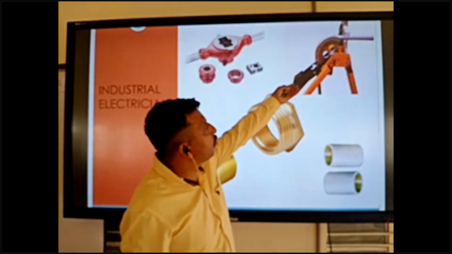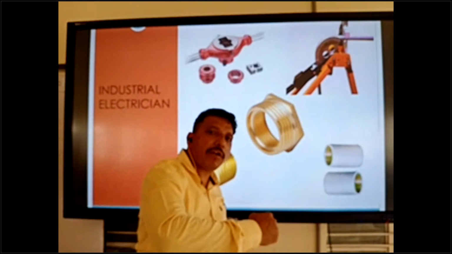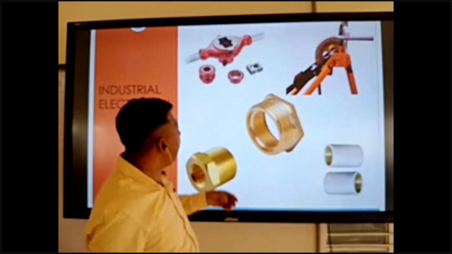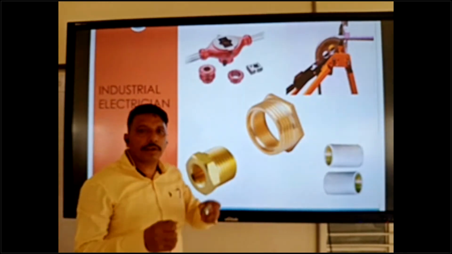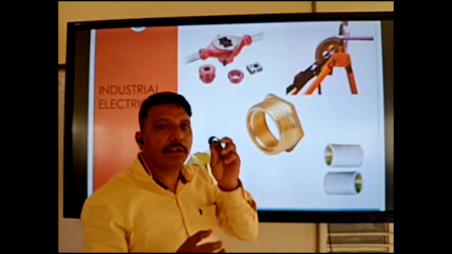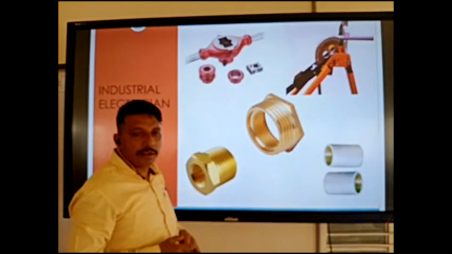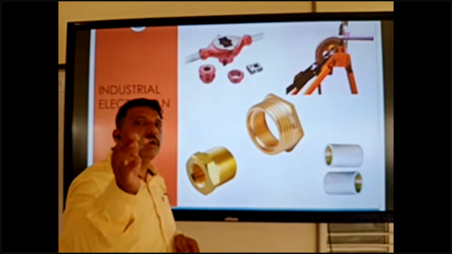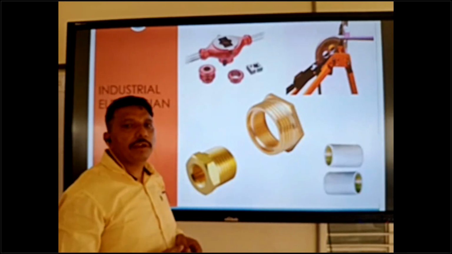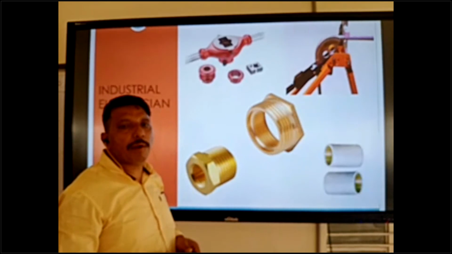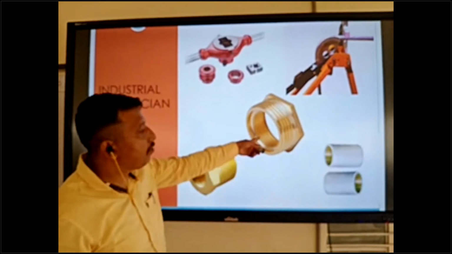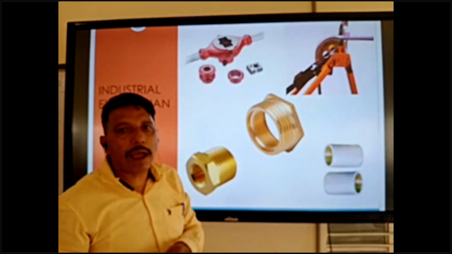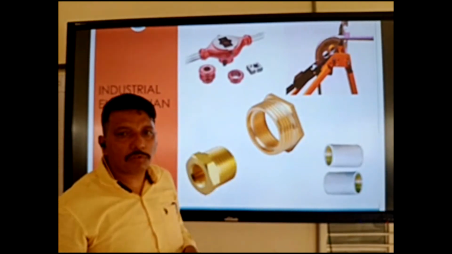So this machine is used to bend the GI conduit. And this one is used for threading purpose. We can thread the conduit. That is also available as per your conduit size, 20 or 25. Maximum use is in 20 and 25 mm type conduit. Okay. The male bush is used for switch box and pipe joining purpose.